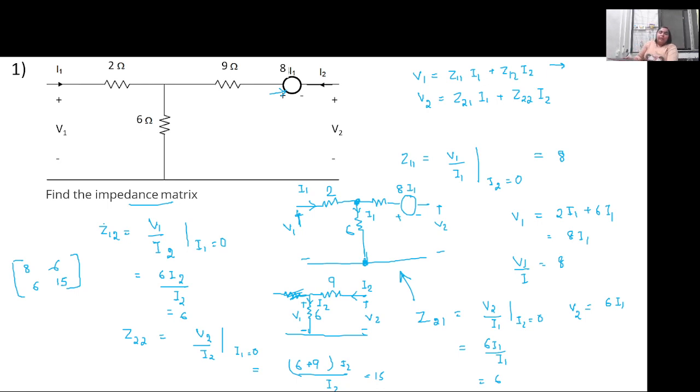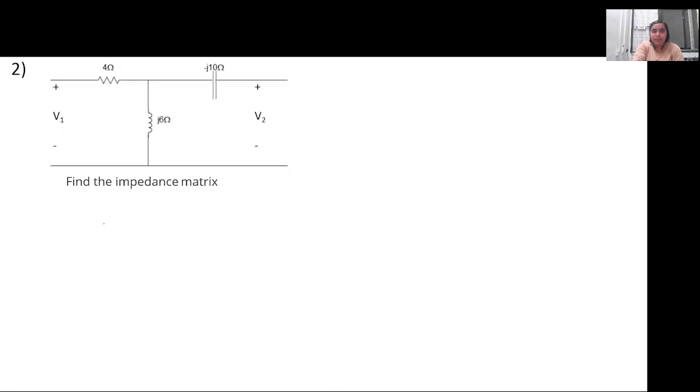Now, in place of these resistances, what if the elements are inductances or capacitances? Will anything change? No, ma'am. Right. So Z itself is impedance, right?